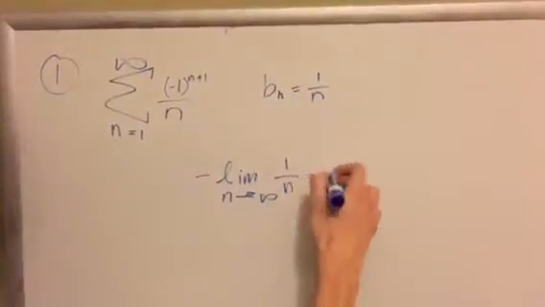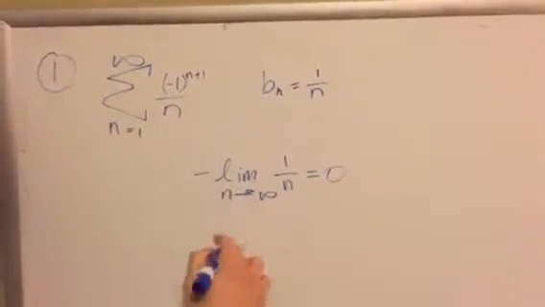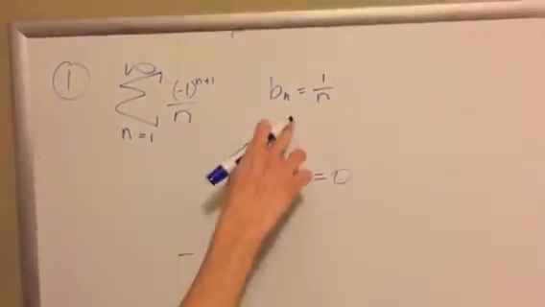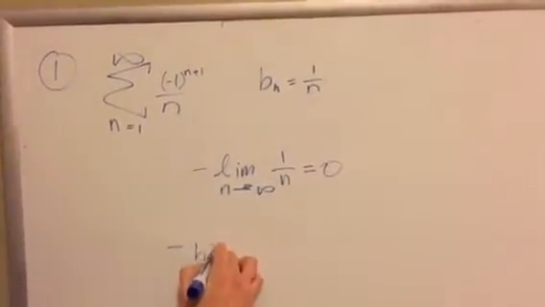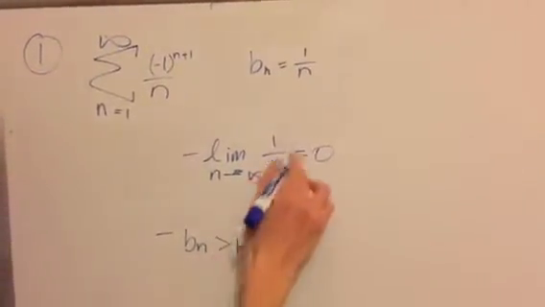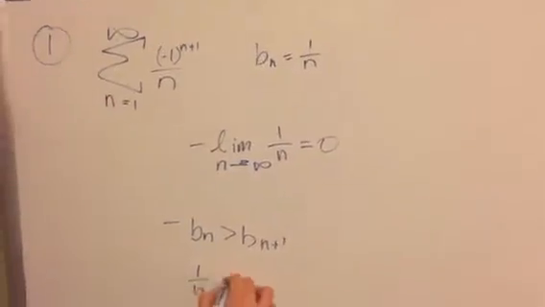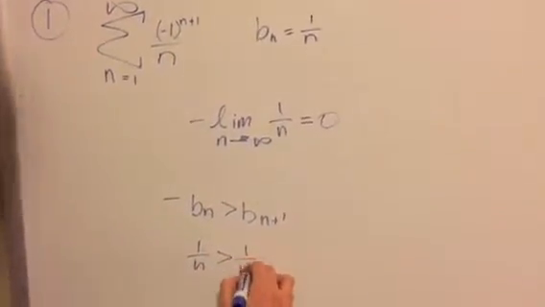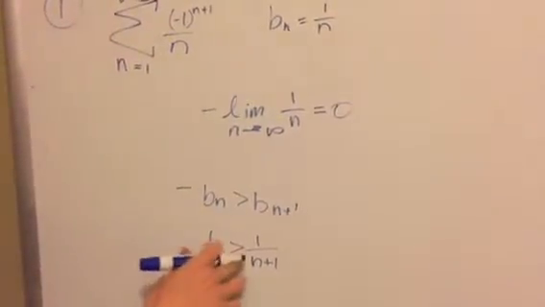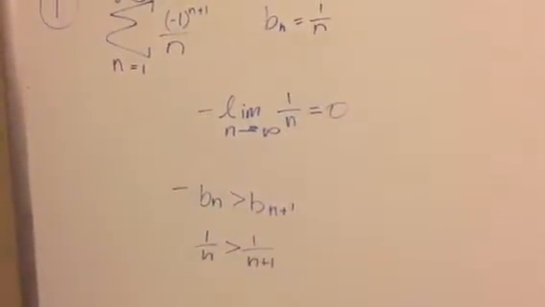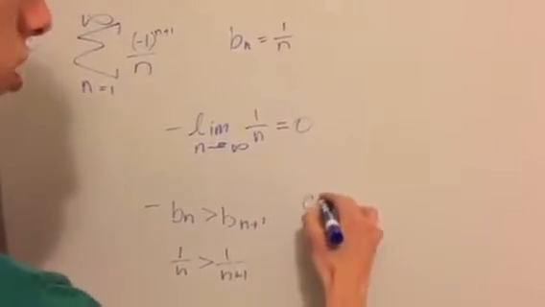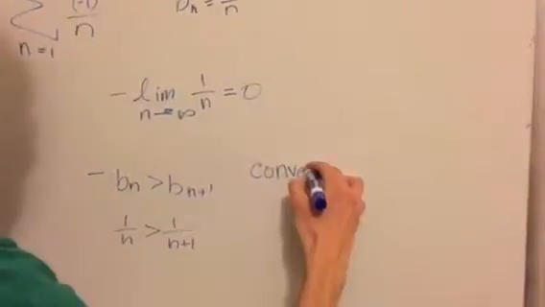Which as n gets larger, this converges to 0. So the first condition is checked off. And the second condition is to see whether b sub n is always greater than b sub n plus 1, which, as you can see, it is. You don't have to take the derivative. So 1 over n is always greater than 1 over n plus 1. So by doing that, you can determine that this series is convergent.